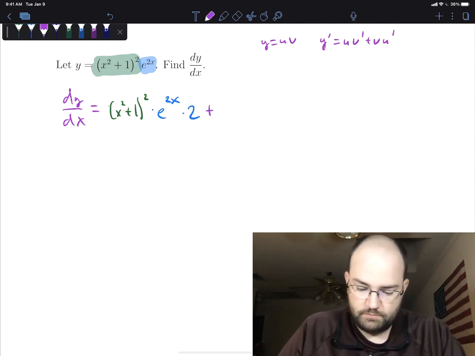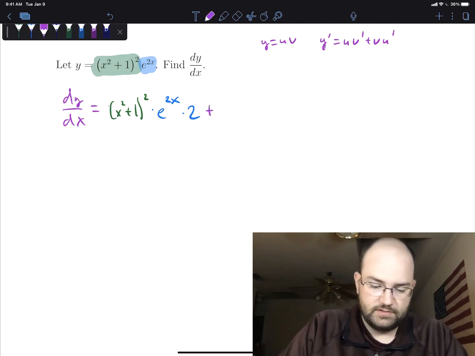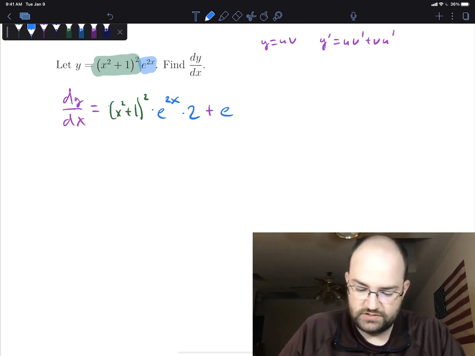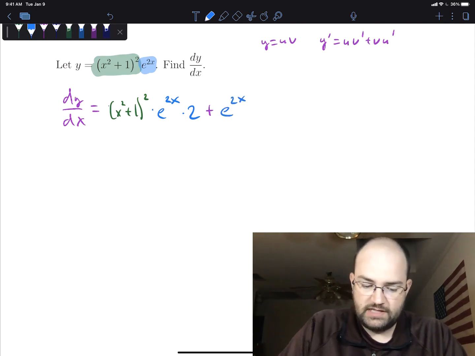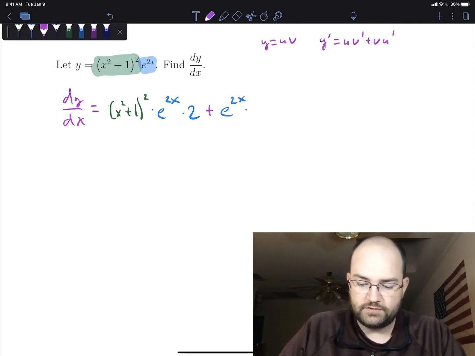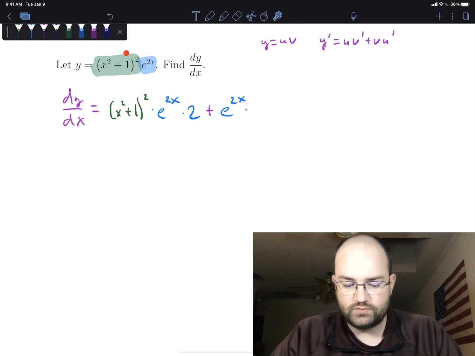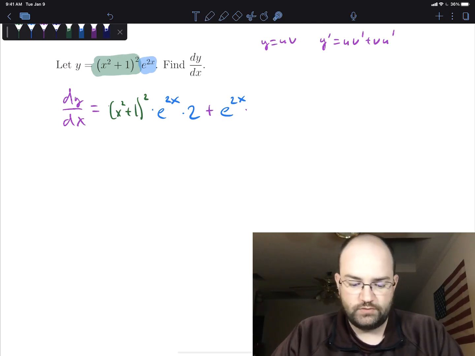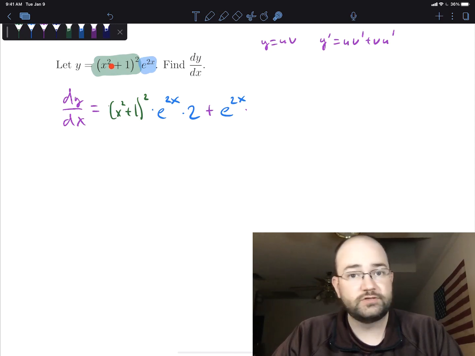And then plus, rewrite the second, which is e to the 2x, and then multiply by the derivative of the first. Now, notice that the first is (x squared plus 1) squared. So we've got something squared, and that something is a function of x. So I need to use the chain rule here.